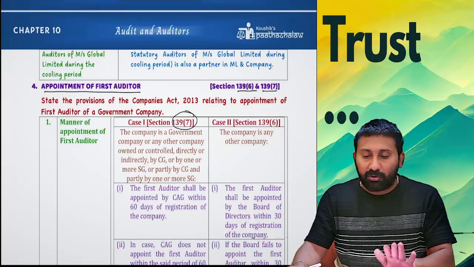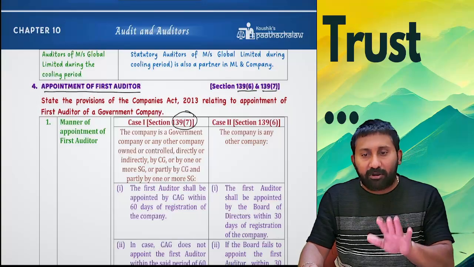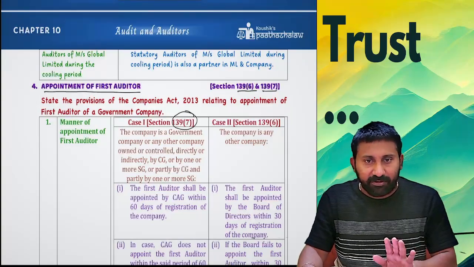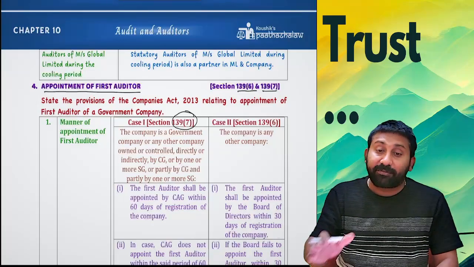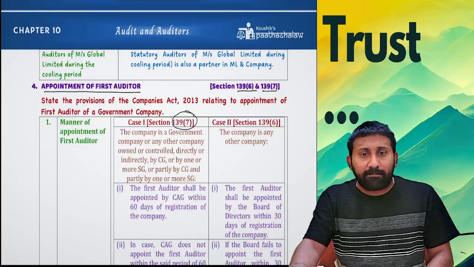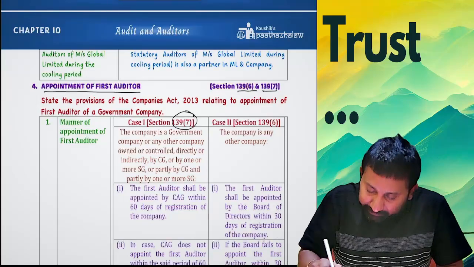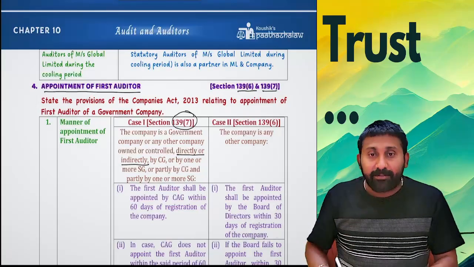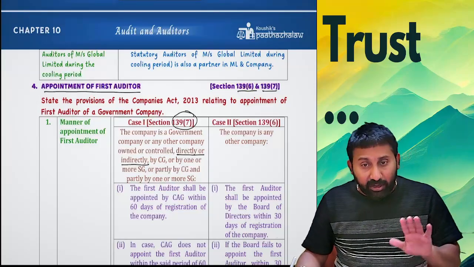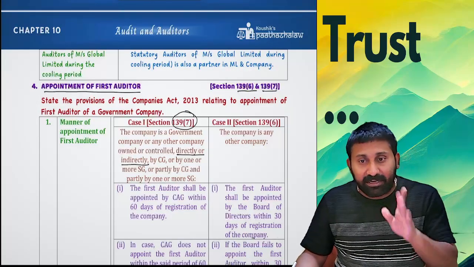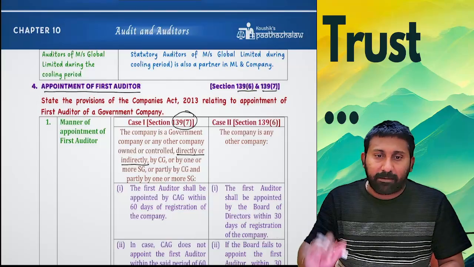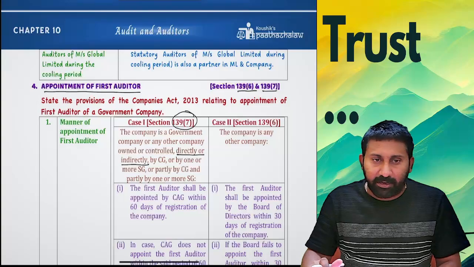So this is the situation. If it is a government company, or owned or controlled by the governments, not necessarily 51%, any other way, and if 51% is there, it is a government company. Or any other company owned or controlled directly or indirectly, that means not a government company, but control is there by the government, may not be 51% but less than 51%. Those kind of government controlled entities and the government companies per se, how will the first auditor be appointed?